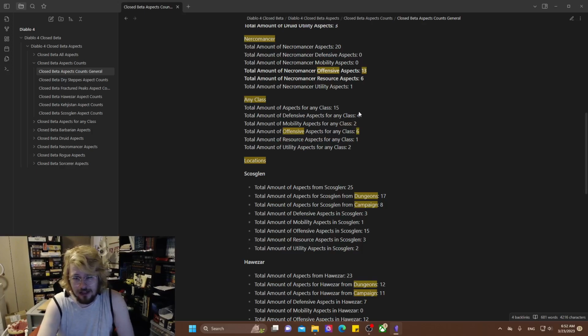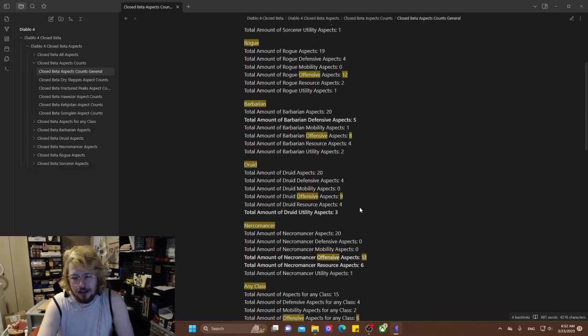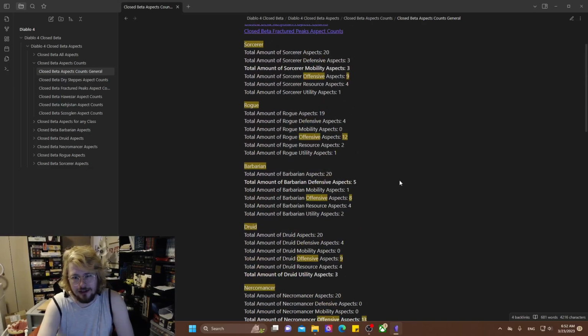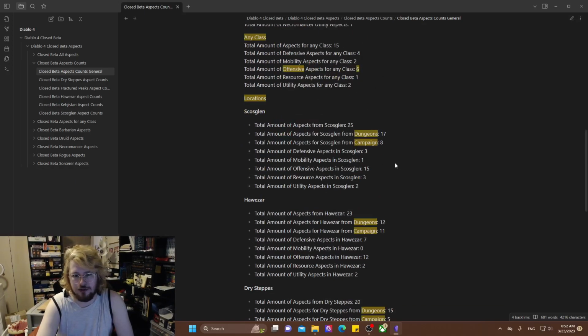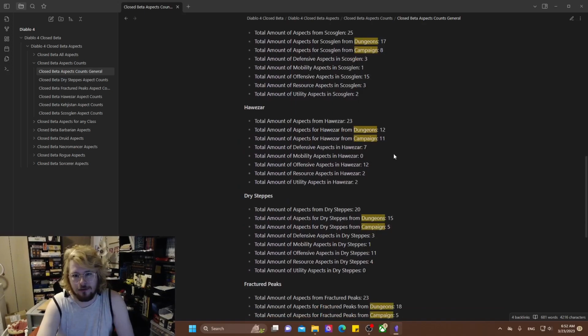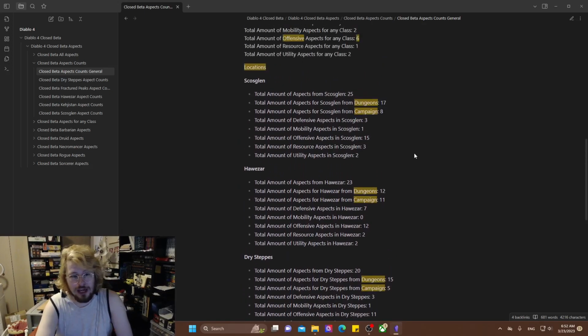They have 15 total aspects for any class. There's 4 defensive aspects, 2 mobility, 6 offensive, 1 resource, and 2 utility. So technically there's 15 aspects that can get added to each class, essentially. So each class has 35 and 34 respectively available aspects to be used. Now we're gonna go further into the locations.